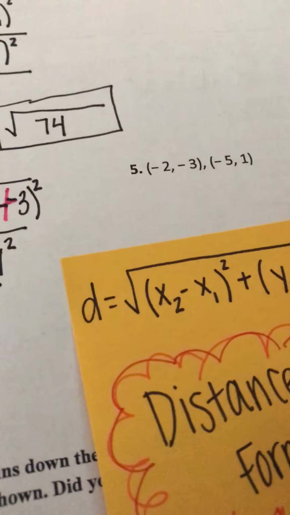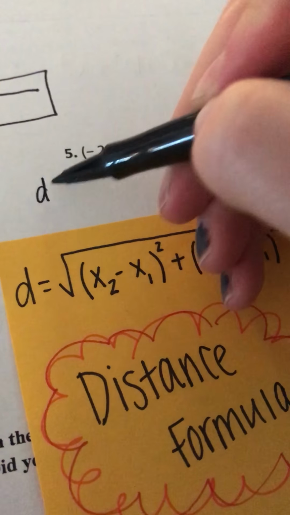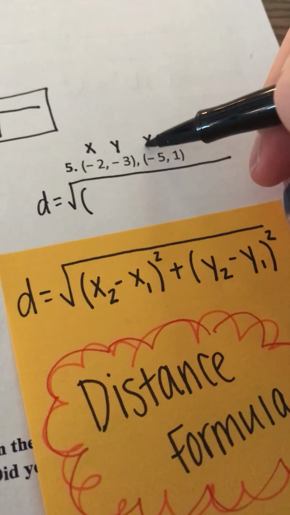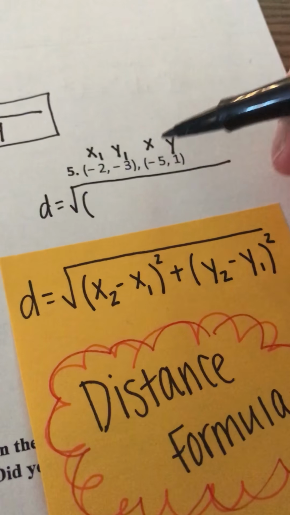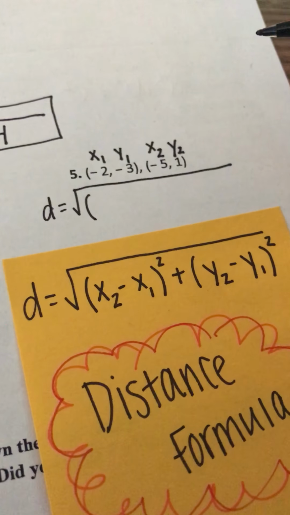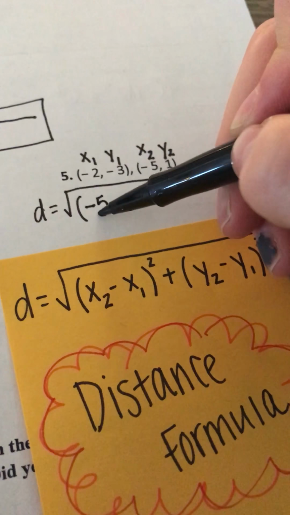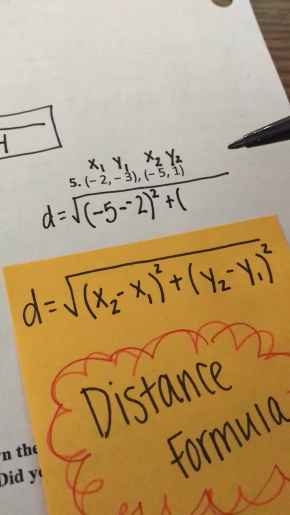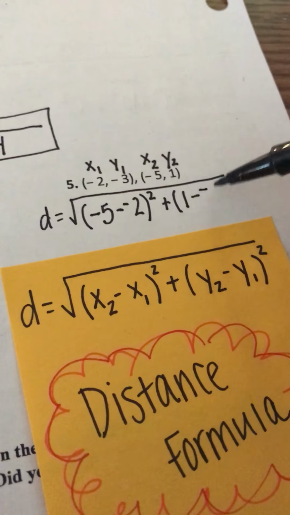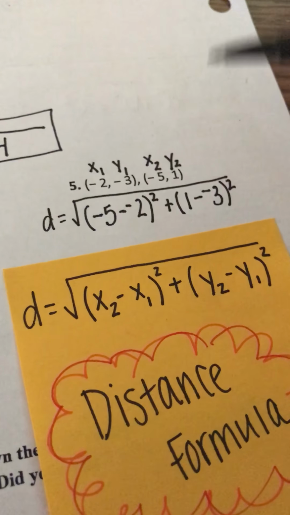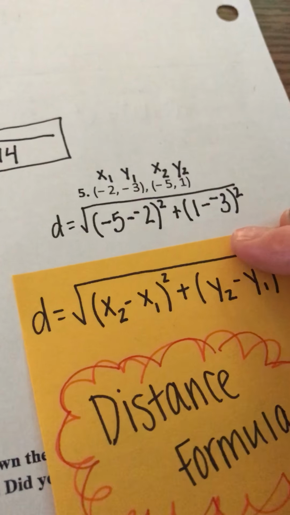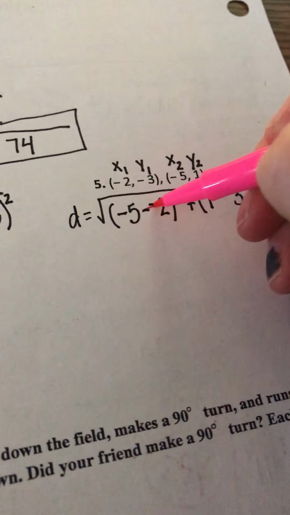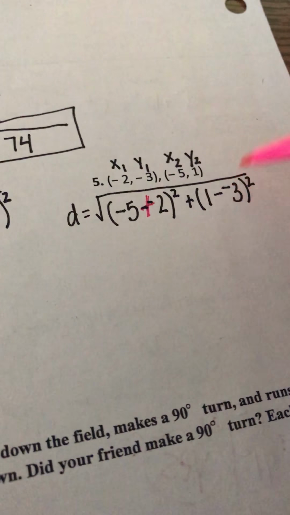Alright, distance. I'm going to use this distance formula again. The distance is the square root. This is my x, this is my y. This is my x, this is my y. This is my first one, and these are my second. So I'm going to have my negative 5 minus a negative 2. And I'm going to square that, plus 1 minus a negative 3, and I'm going to square that. I'm taking my second, subtracting my first. A negative and a negative makes a positive. Same thing here, a negative and a negative makes a positive.